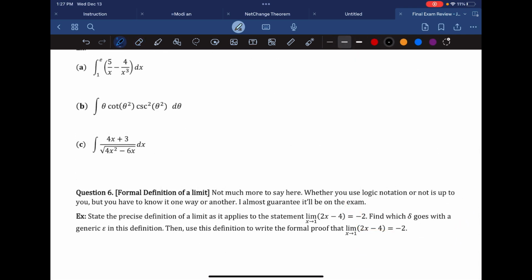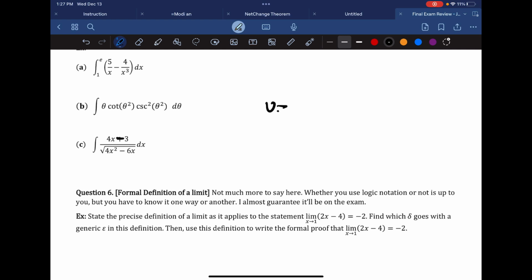All right, so I've been staring at this problem, number C, for like 10 minutes, and I just realized there's a typo. This is supposed to be a negative, not a positive. And you guys are going to see how much this changes the actual problem.